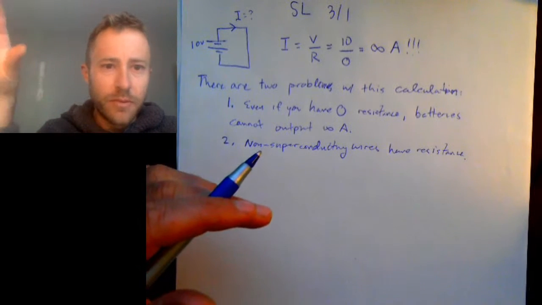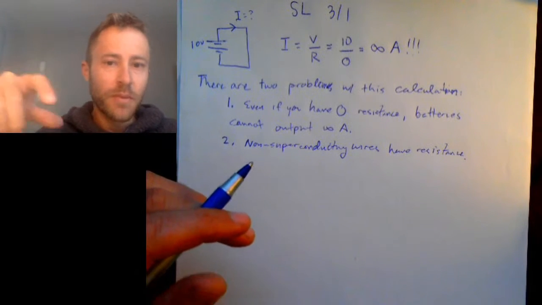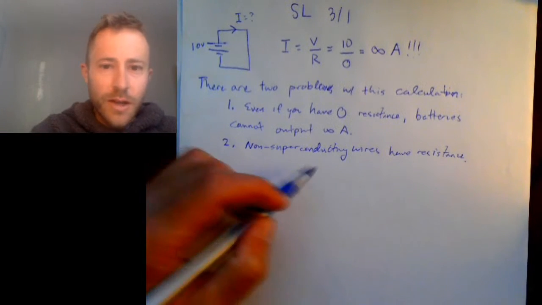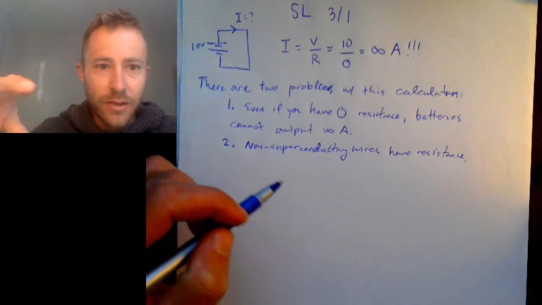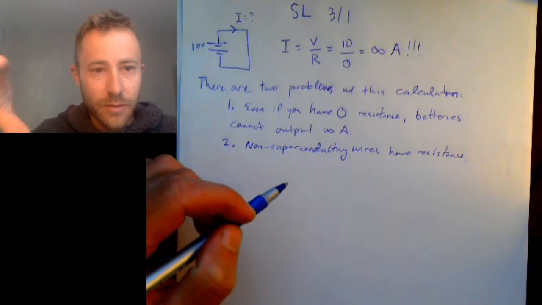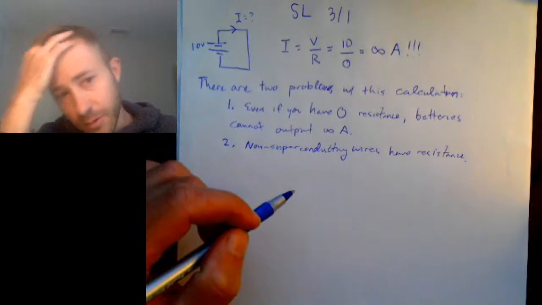You might have heard of AC versus DC, alternating current versus direct current. Superconductors only have no resistance at DC. If they're AC, then if you have an AC current, then even superconducting wires have a resistance. Okay.